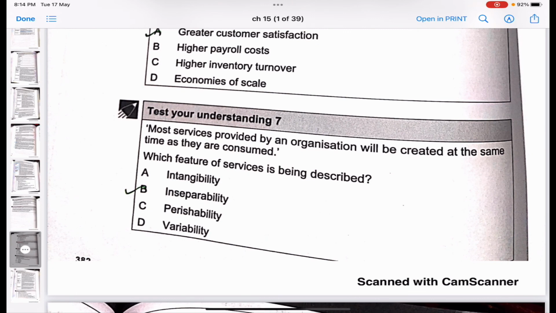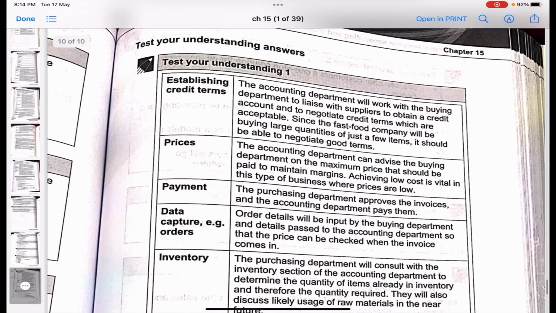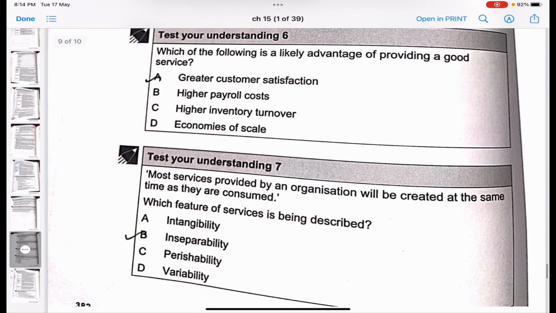Most services provided by an organization will be created at the same time they are consumed, at that time itself. So what is that? That is known as inseparability. We cannot separate it from the customer, right? It is done at the time when it is consumed. So inseparability. So that's it, we're done with the chapter.